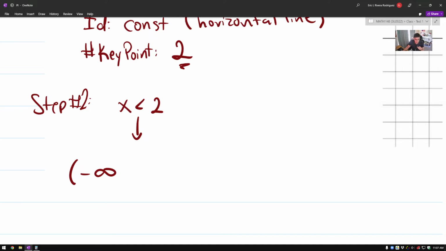I use parentheses here because infinity is not a number, it's an expression. And then the right boundary is 2. But this is less than, okay? It means that we are just using 2 as a reference value, but it's not included. So that's why I use a parenthesis.